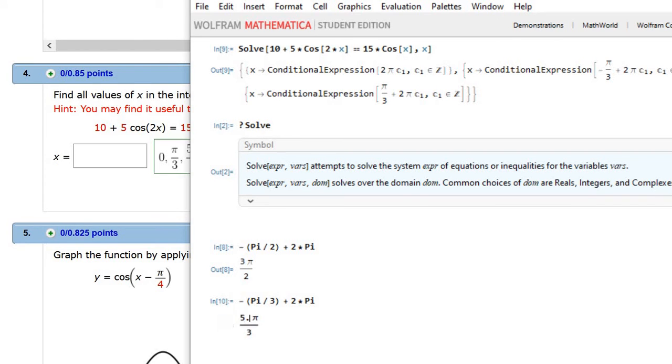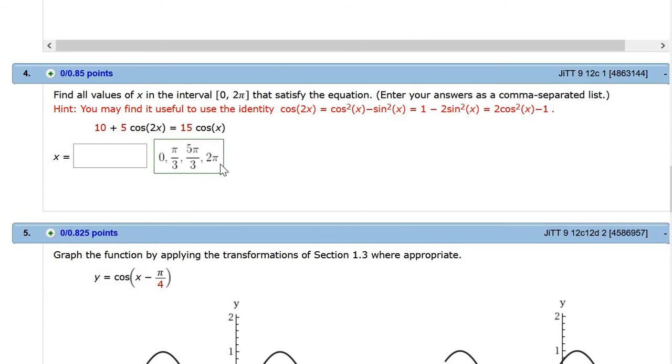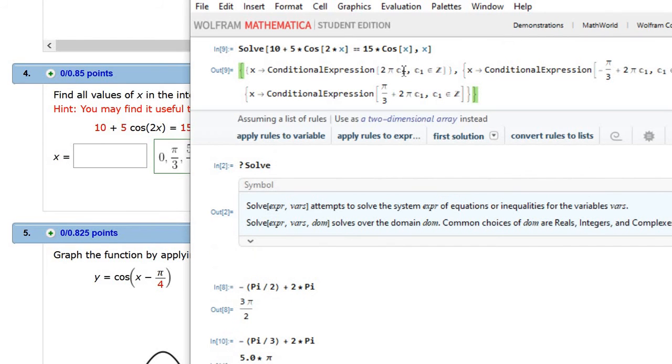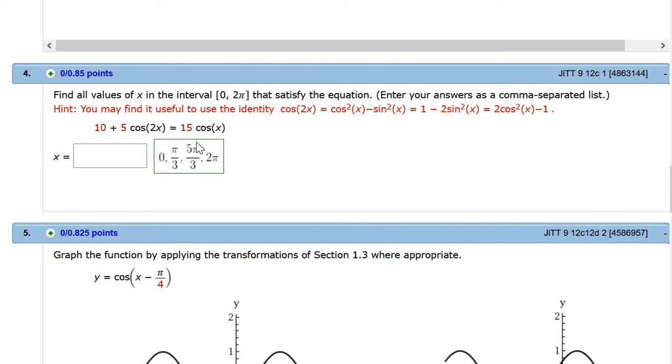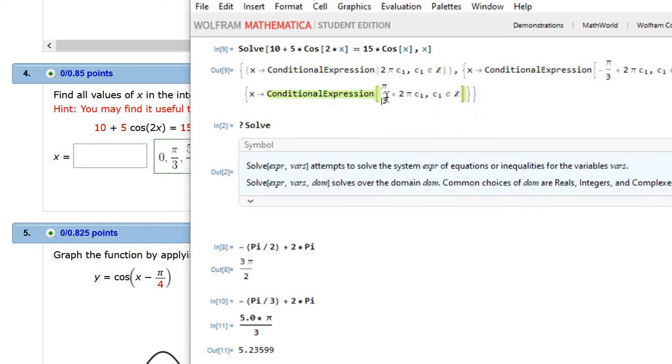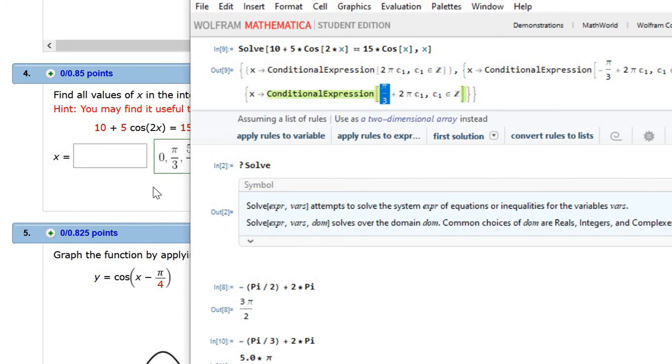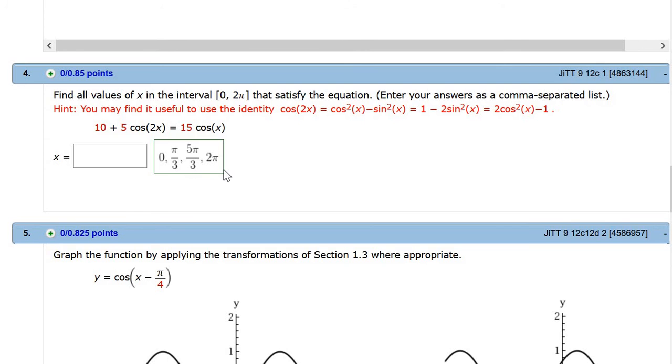If I do 5.0 times, I get 5 point something. That's definitely smaller than 2 pi. So 5 pi over 3 is an answer. Let's go check. Look at that. They got it right. 2 pi is an answer, being at the end point, because we got that from the first one, right? If I take C1 equals 1, I get 2 pi. So 2 pi is an answer. 0 and 2 pi and 5 pi over 3. What about pi over 3? Well, that's right here. Pi over 3. So there's my 4 answers that I get for this one.